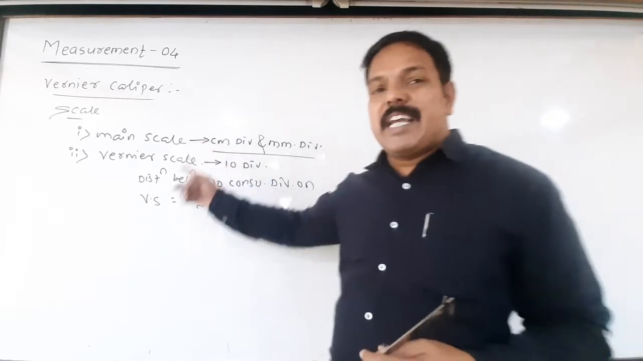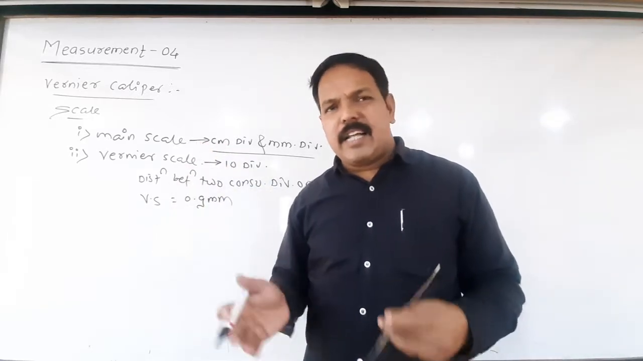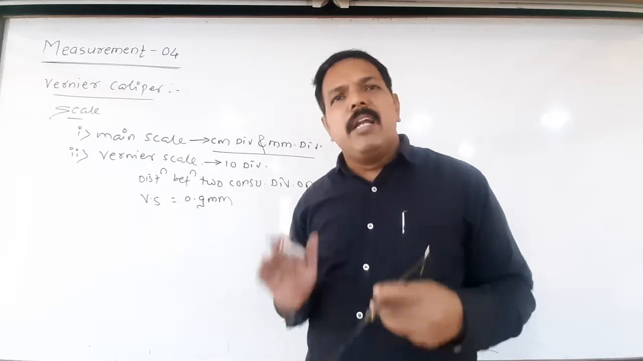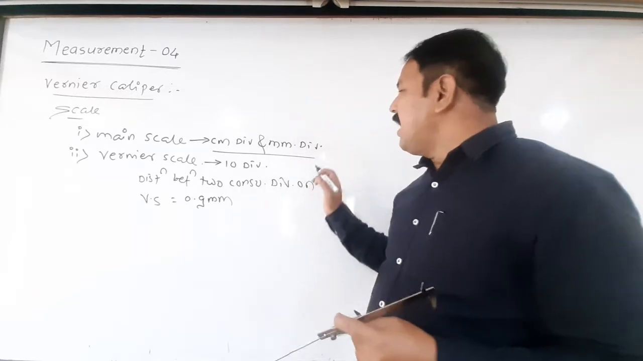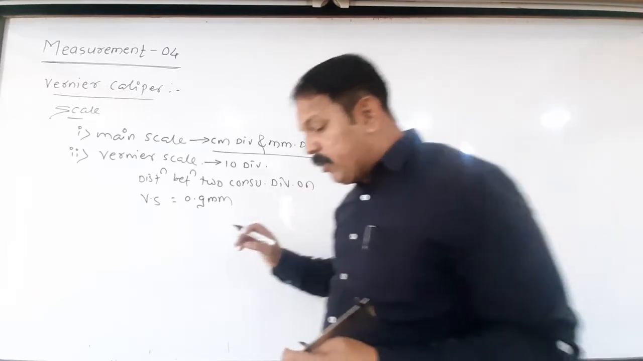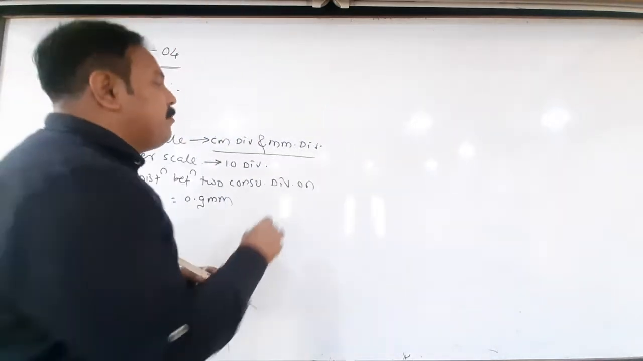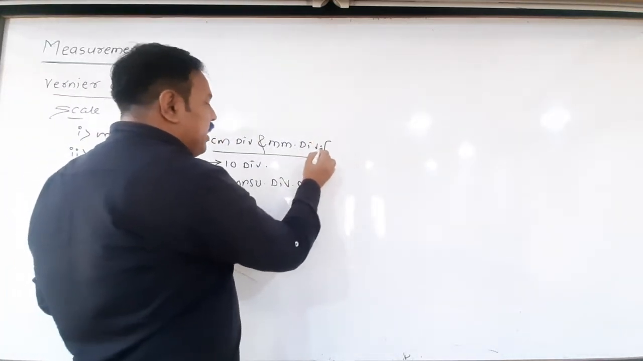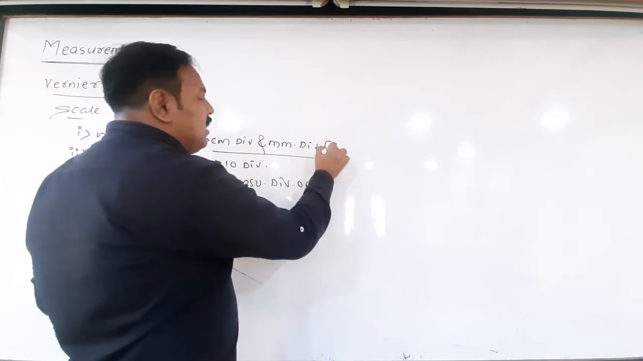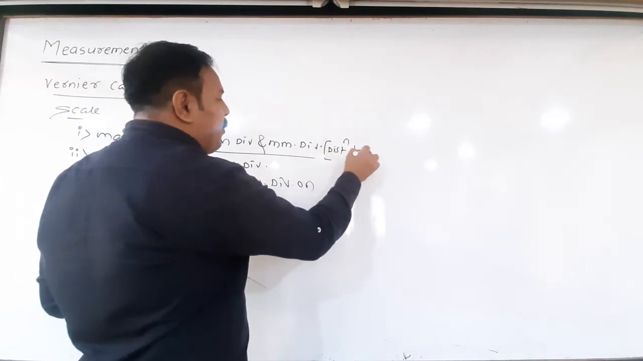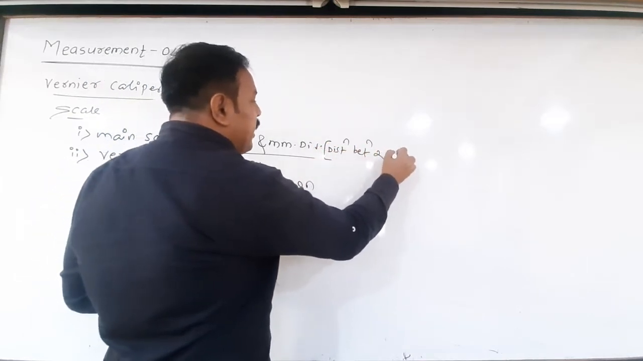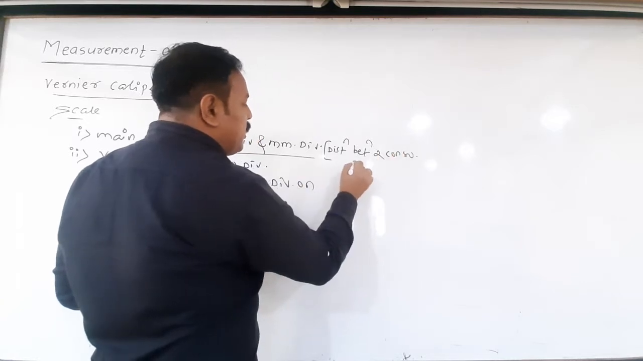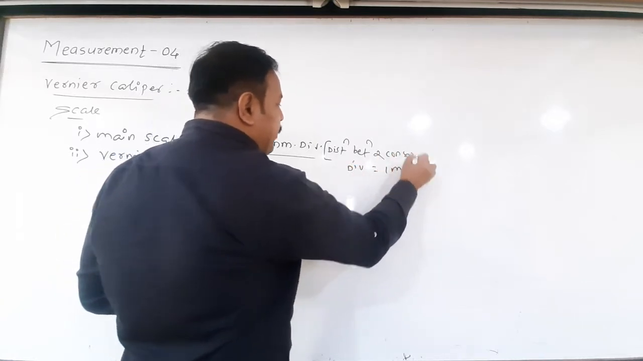On the main scale, it is just like the meter scale. There are centimeter divisions and millimeter divisions. It means that the distance between two consecutive divisions, the smaller divisions, is 1 millimeter. See here, in case of the main scale, the distance between two consecutive divisions is equal to 1 millimeter.